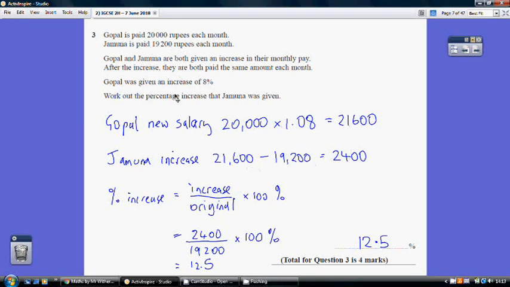Now we've got to work out the percentage increase that Jamuna was given. So the actual increase itself is 2,400, but what is the percentage increase? To work out a percentage increase, you divide the increase by the original amount and times this by 100. So the increase is 2,400. Divide it by Jamuna's original salary of 19,200. Times this by 100 gives us 12.5%.